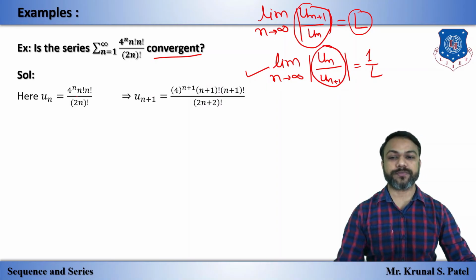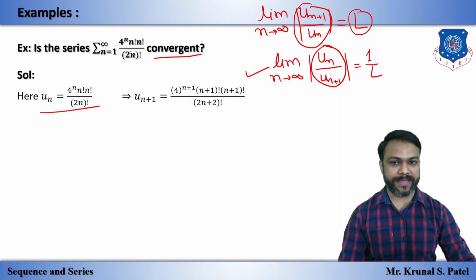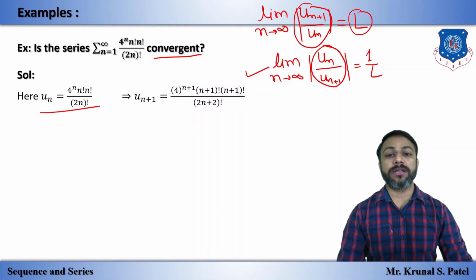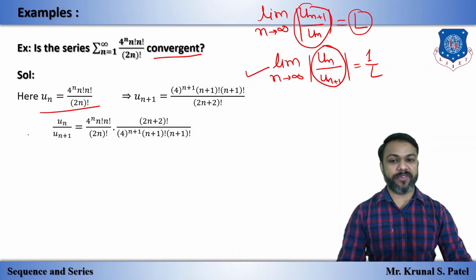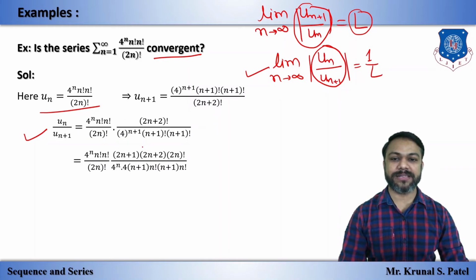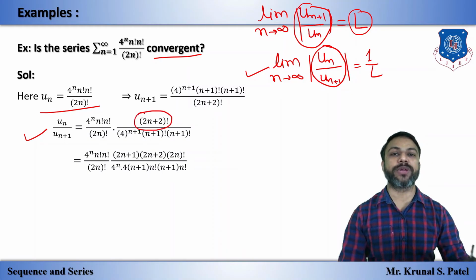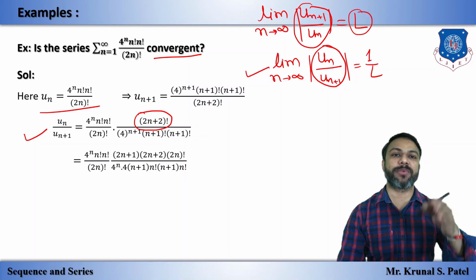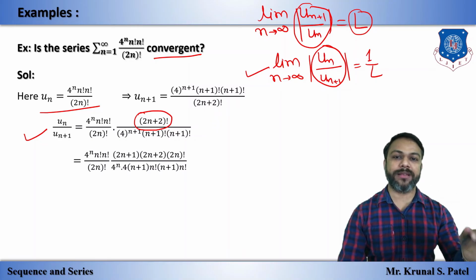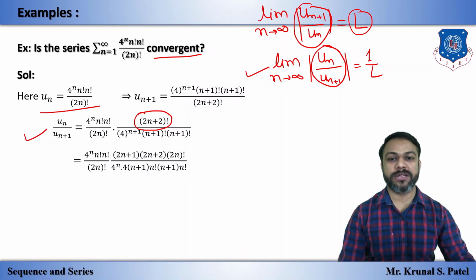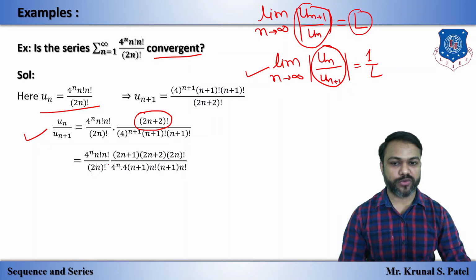Okay, so un is given already here, so un plus 1 we can obtain by replacing n by n plus 1, and we will find un upon un plus 1 this time. So un in the numerator, un plus 1 in the denominator, so the reciprocal of this. How can we simplify this? We know that (2n plus 2) factorial is written as (2n plus 2)(2n plus 1)(2n) factorial, and we have (2n) factorial in the denominator also, so we can cancel this out.